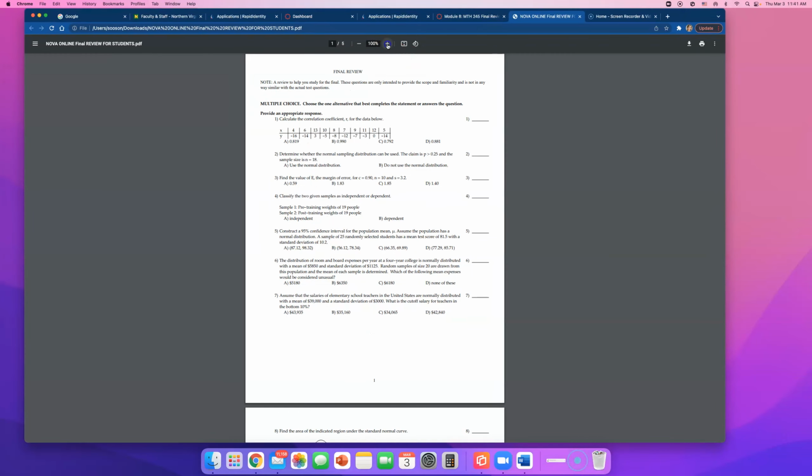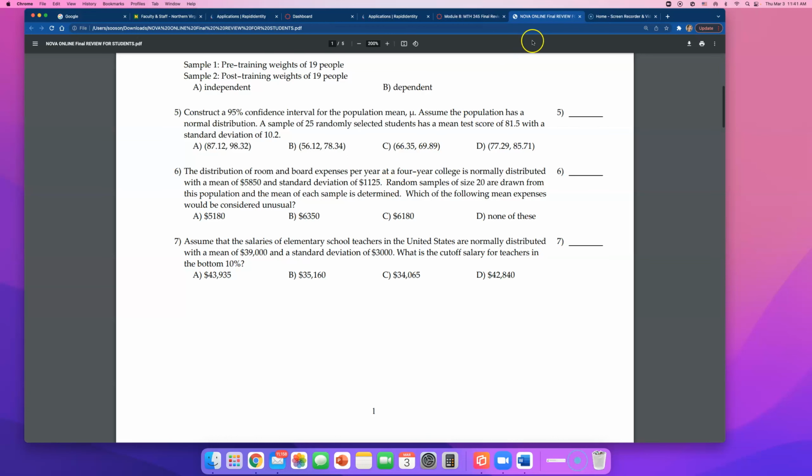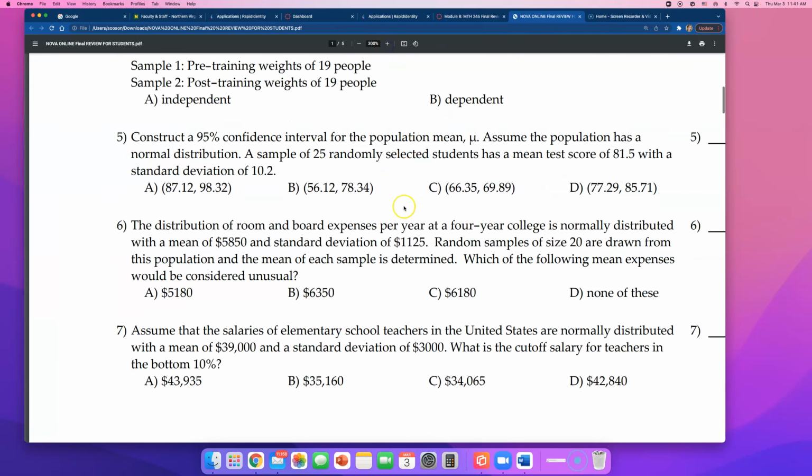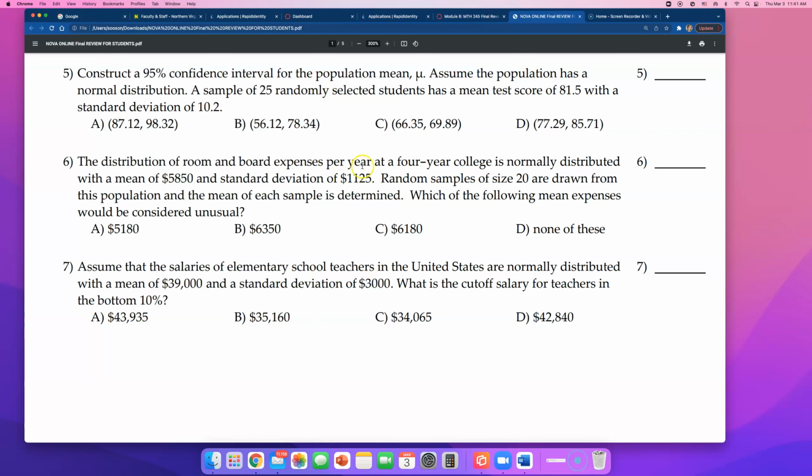In this video, I'm reviewing question number 6 on the final exam review. It says, the distribution of room and board expenses per year at 4-year colleges is normally distributed with a mean of 5850 and a standard deviation of 1125. Let me copy this into a Word doc.